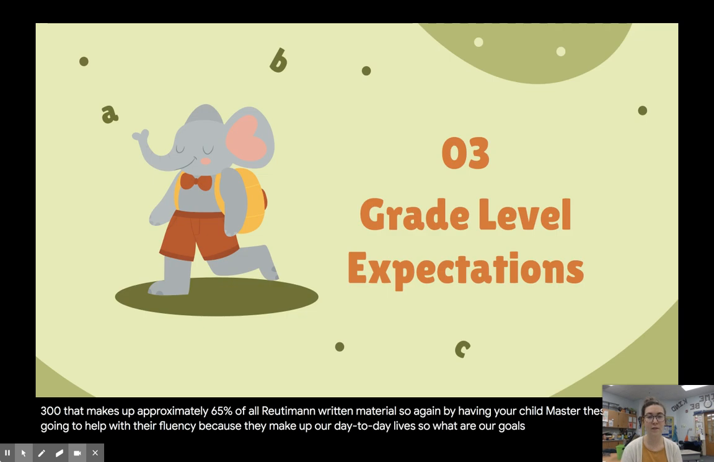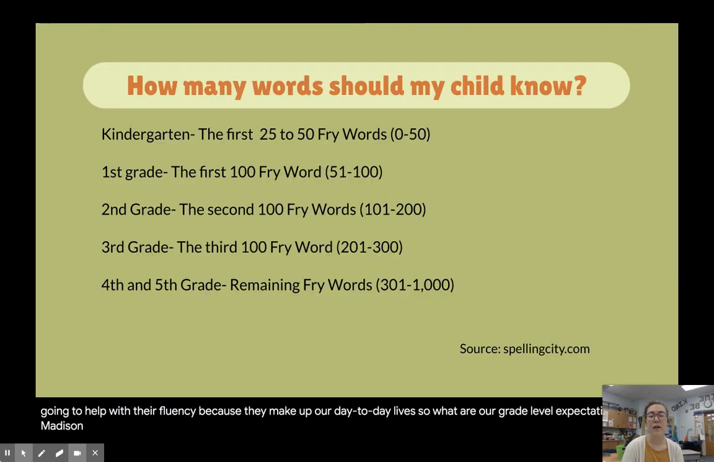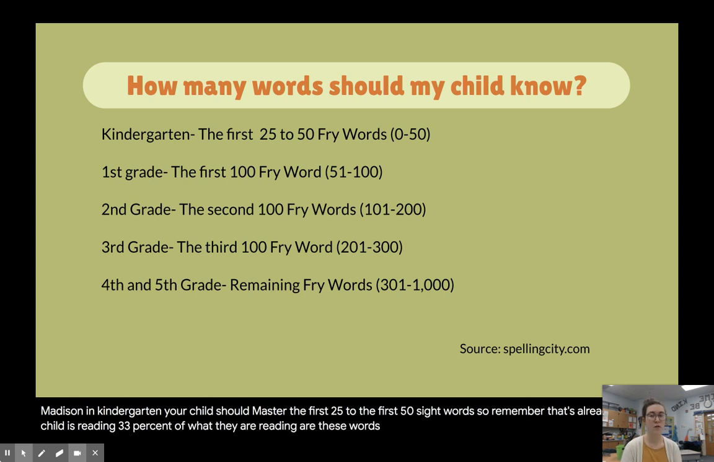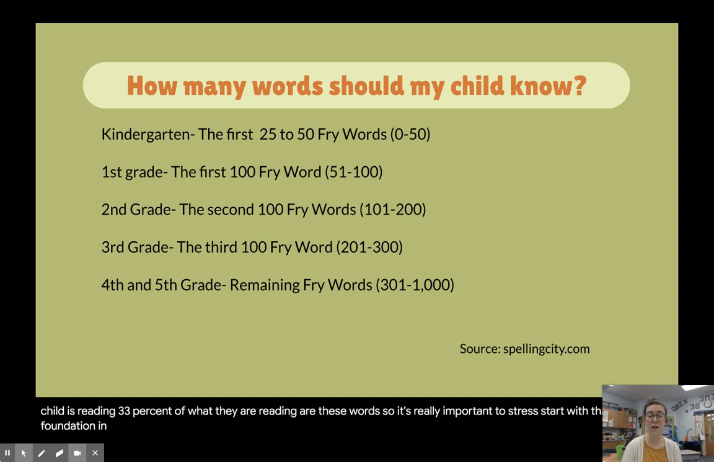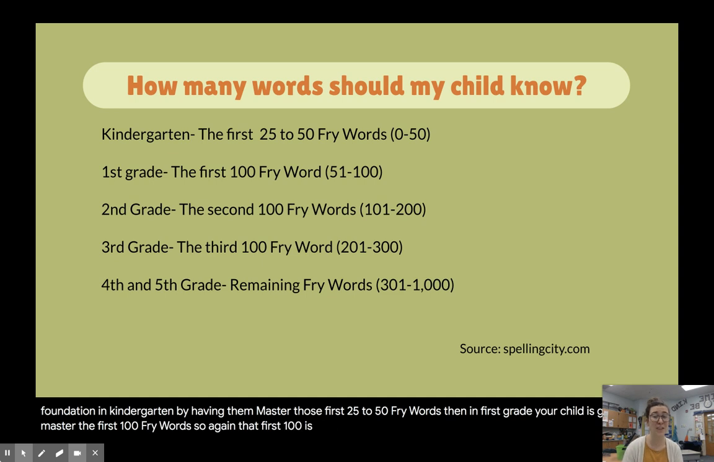So what are our grade level expectations here at Madison? In kindergarten, your child should master the first 25 to the first 50 sight words. So remember, that's already when your child is reading, 33% of what they are reading are these words. So it's really important to start with that strong foundation in kindergarten by having them master those first 25 to 50 Fry words. Then in 1st grade, your child is going to master the first 100 Fry words.